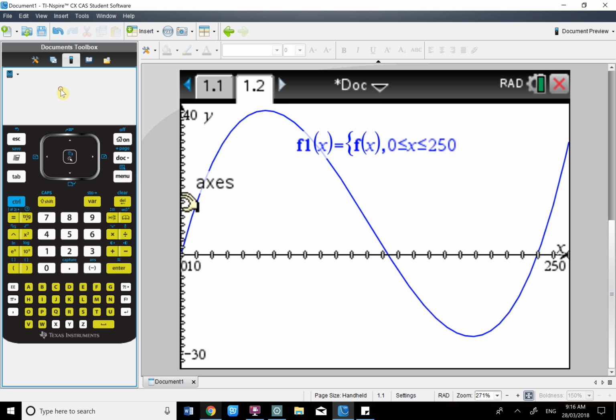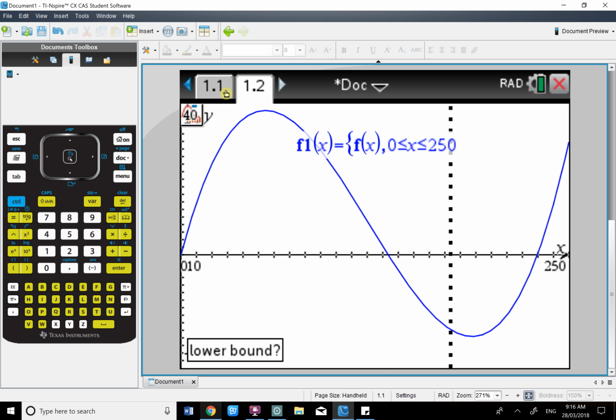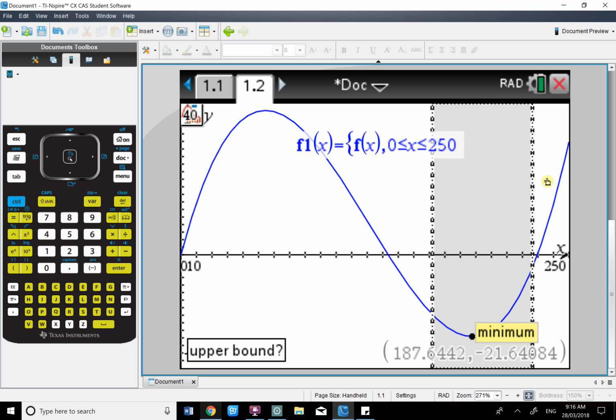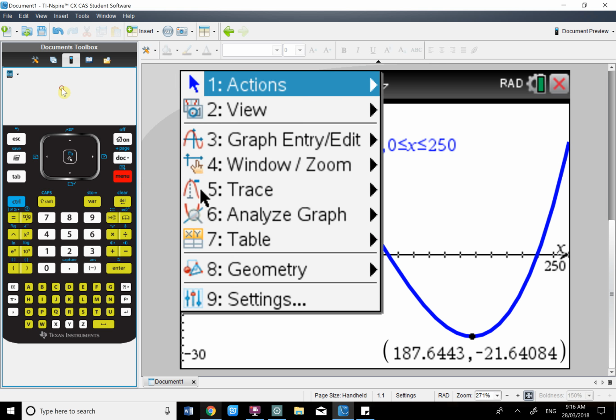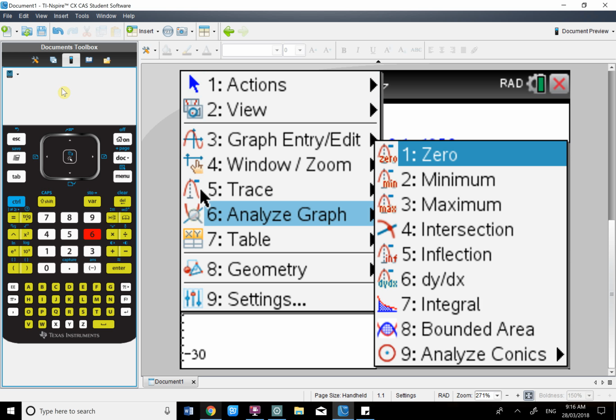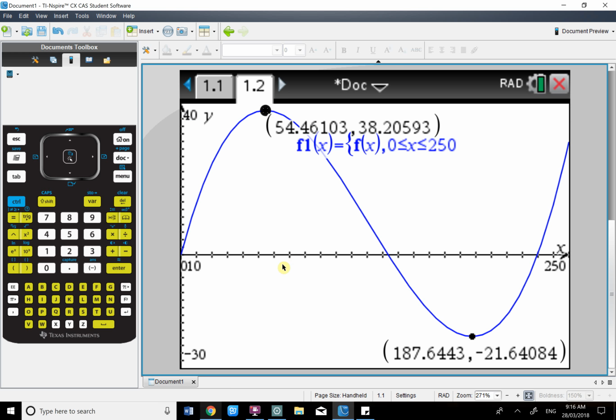Go to menu, analyze the graph, and I want minimum first. I want that point first. Move to the left, move to the right, give me the turning point. And then I can go menu 6 and maximum 3. Left, right, give me the maximum point. The maximum point has a y value of 38.20 and the negative one gives me 21.64. So the greatest deviation should be 38.2.